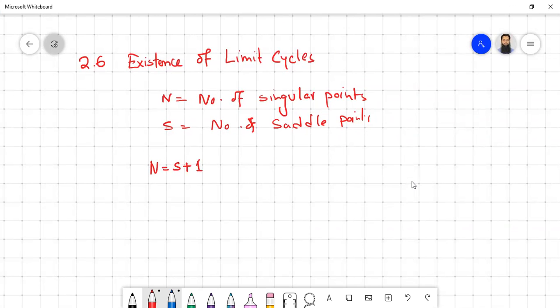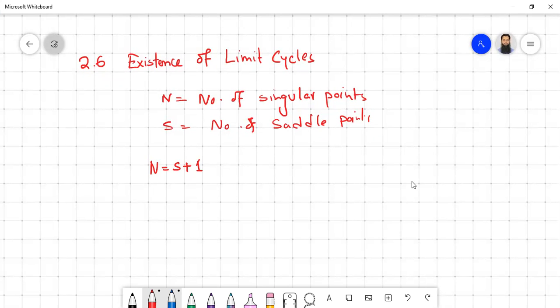So how many saddle points do you have? If you want to have a limit cycle, then the number of equilibrium points should be at least one more than the number of saddle points. This relation will be followed if the limit cycle exists in the second order autonomous system.